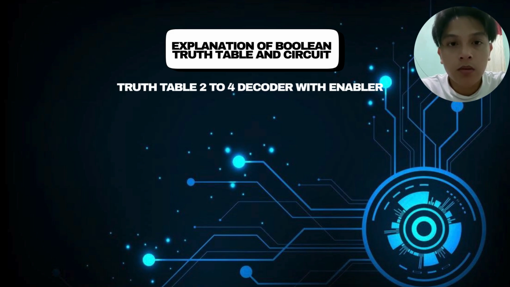When enable equals 0, all outputs remain low. This confirms that the decoder circuit works correctly. In conclusion, we have successfully built and simulated a 2 to 4 decoder with enable using LogiSim Evolution. This type of decoder is commonly used in memory selection and control signal circuits in computer systems.